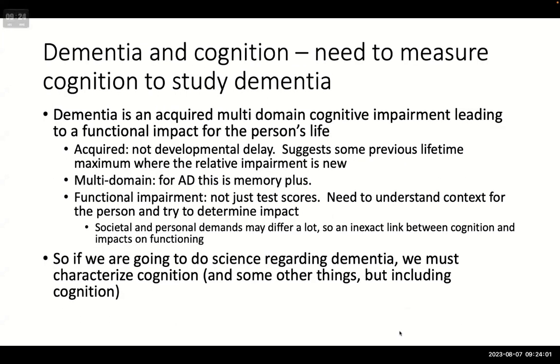So another aspect, I think, of why we measure cognition has to do with the definition that I learned of dementia, which has three components. So dementia is an acquired multi-domain cognitive impairment leading to a functional impact for the person's life. So the acquired part means this isn't just a developmental disorder. This isn't mental retardation or whatever terms those sorts of disorders have at this point. It suggests some previous lifetime maximum and a decline from that. So there's some relative impairment that's new.